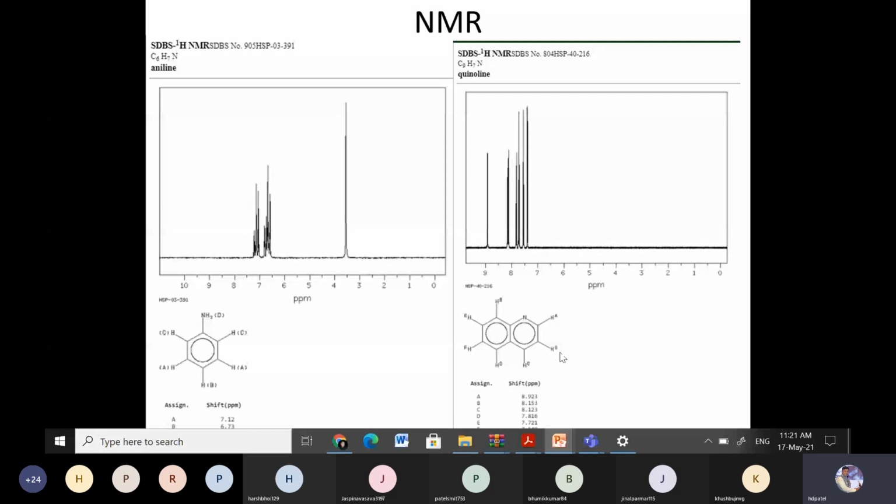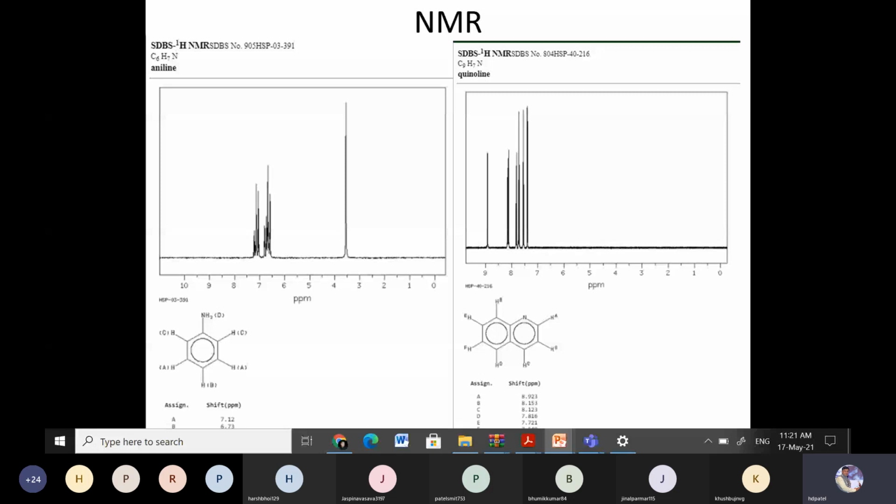But as I said, it depends on which kind of NMR spectroscopy you are doing. If you are doing high resolution NMR spectroscopy, then only you will get the splitting. Otherwise, the merging of the peaks may be observed. But what we have to check properly is the NH2 group over here, and here the NH2 group is absent, which clearly indicates that your compound is now converted from aniline to quinoline.